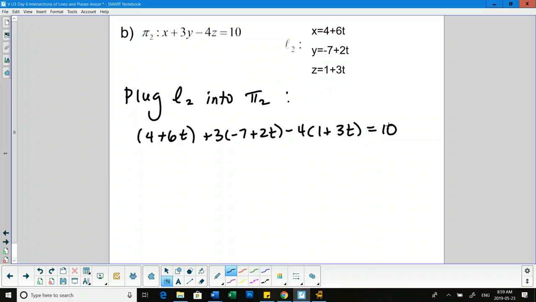Okay, if you happen to be given something like the equation of the line in vector form, you can always create the parametric equations from that. And then we're just going to expand and simplify here.